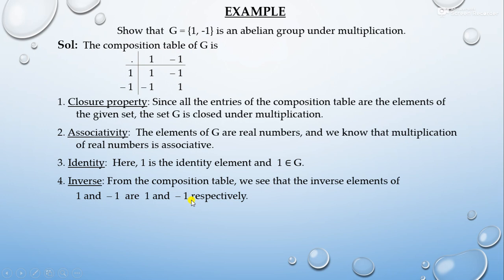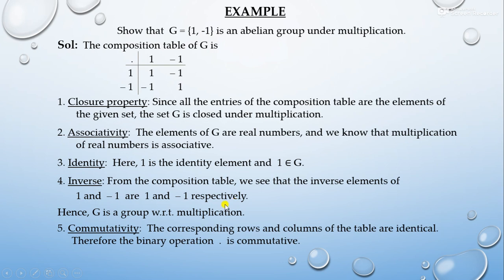Clear how to find the inverse of each element of the given set? Okay, so now we hold these four properties, so we can say that our set G is a group under the multiplication. Now for the abelian group, we have one more property. If it holds that property, we can say that G is an abelian group, that is commutativity. How can we check that the commutative property holds?